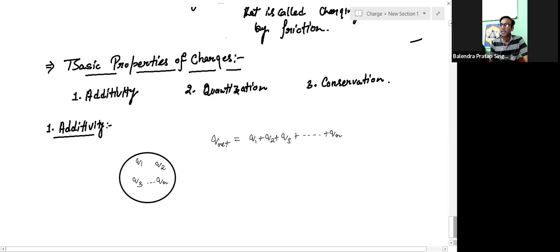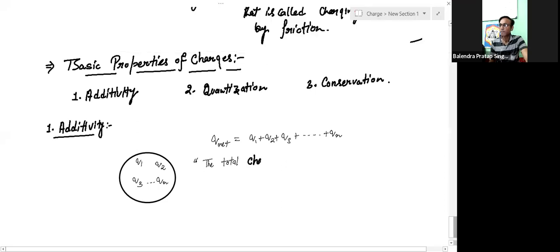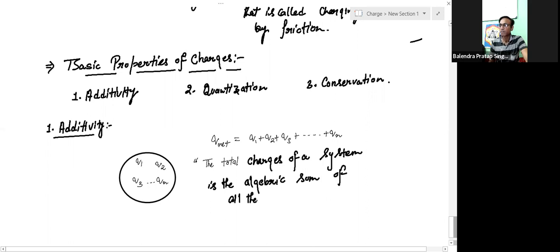The statement says: the total charge of a system is the algebraic sum of all the individual charges.